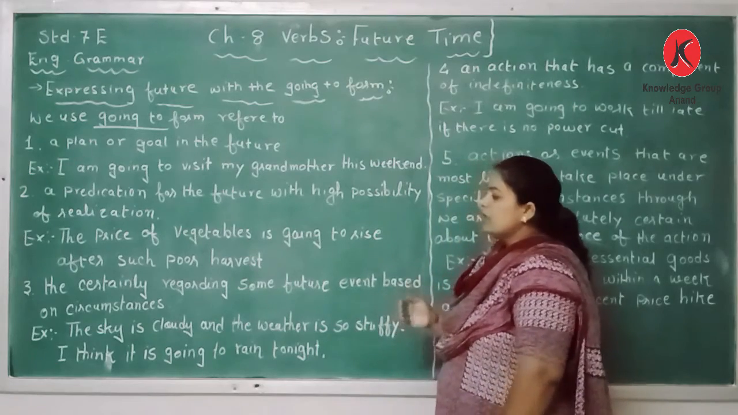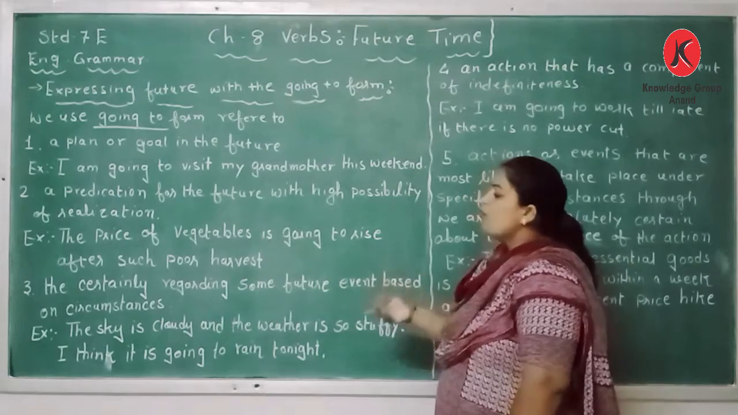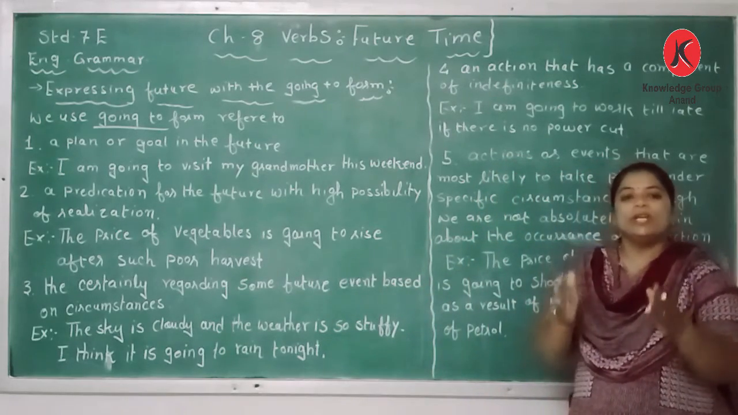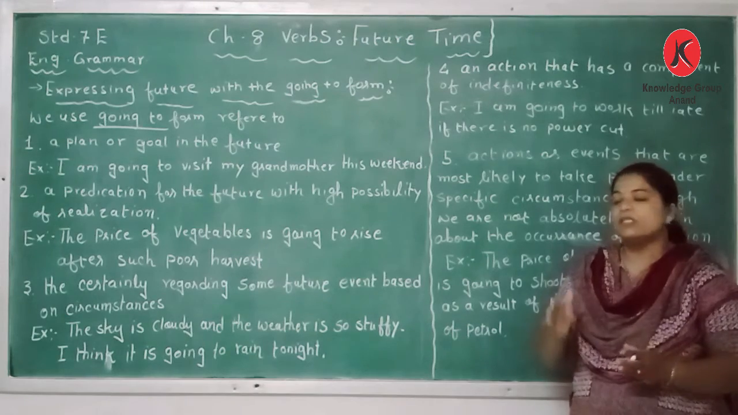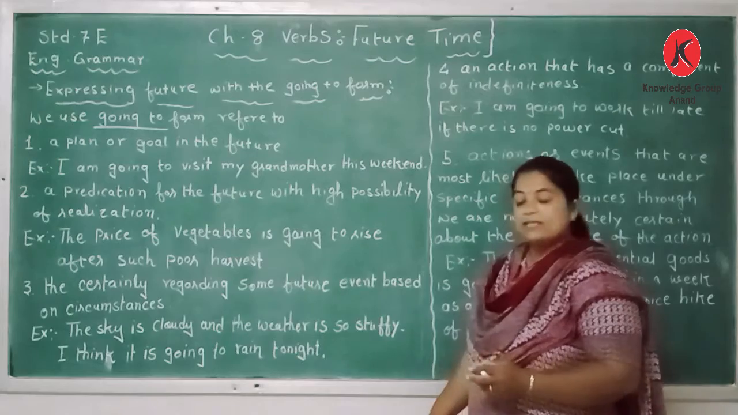Third, we use it for certainty regarding some future event based on circumstances. One action is based on the circumstances. For that also we use the going to form. With the example, let's learn.